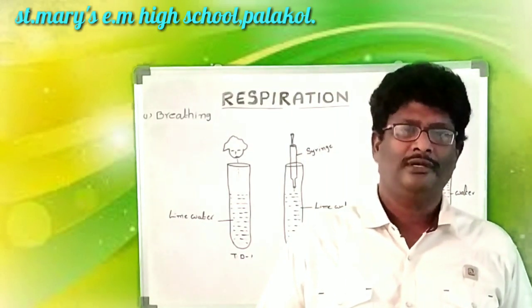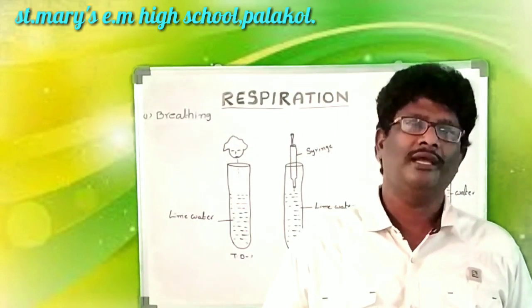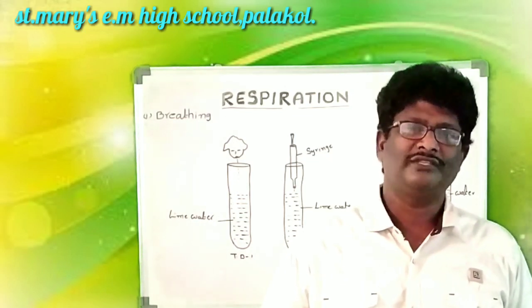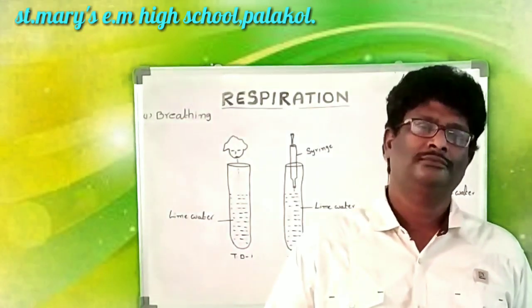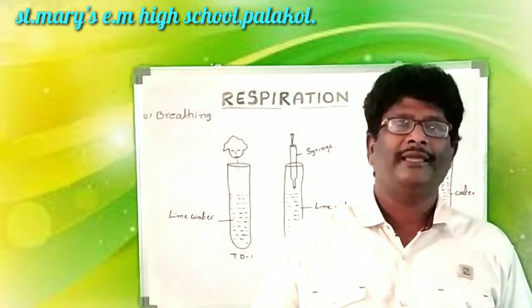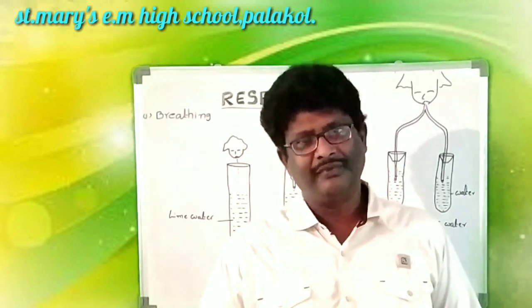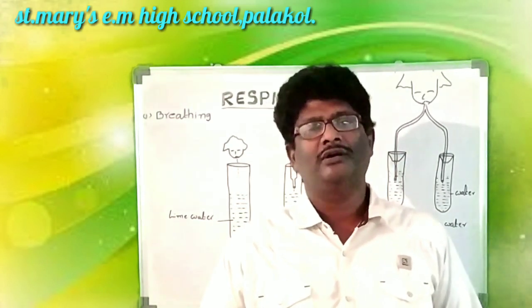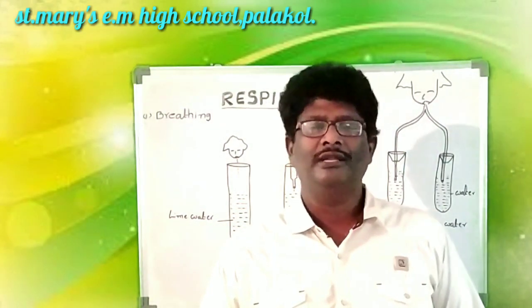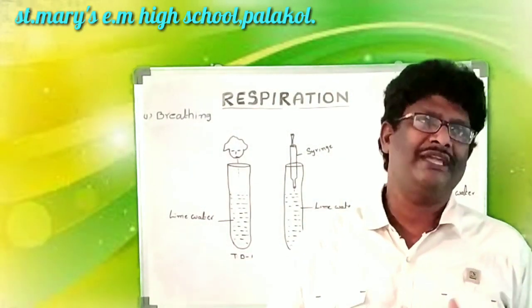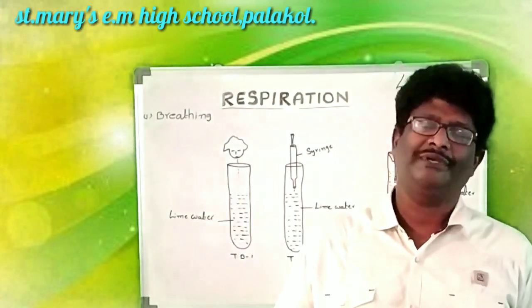Second one, the gases exchange at lungs level. Third one, the gases are transported by blood. Fourth one, the gases exchange at tissue level. And fifth one, cellular respiration. These are the 5 steps or 5 events in the process of respiration.